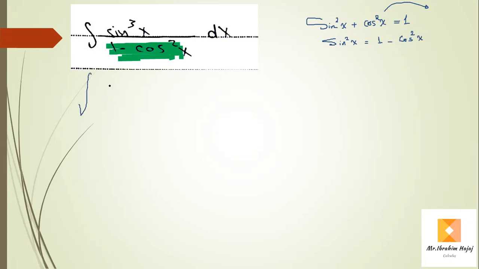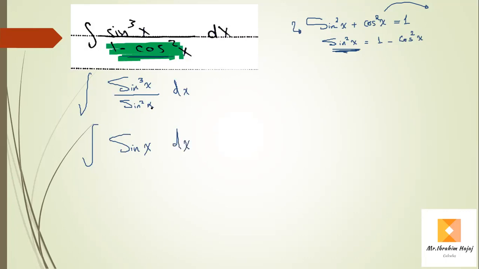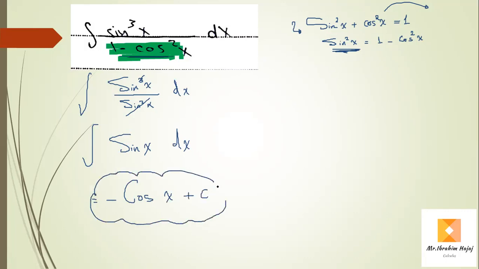So it's the integral of sine cubed x, leave it the same, over sine squared x dx, replacing the denominator using this identity. Sine cubed over sine squared is only sine x. You can subtract the exponents and simplify. And the answer: the integral of sine is negative cosine x plus c. Any question? Is it clear?